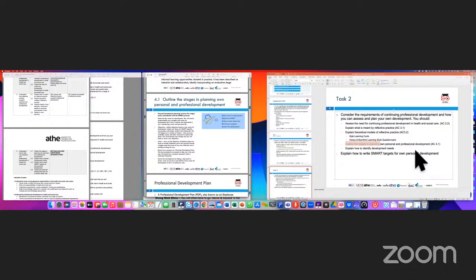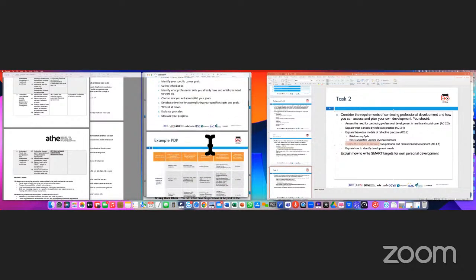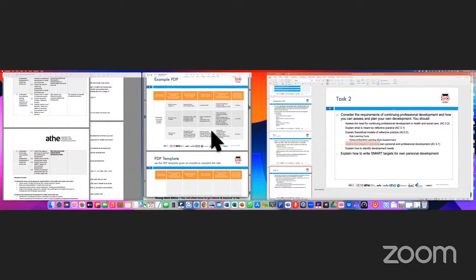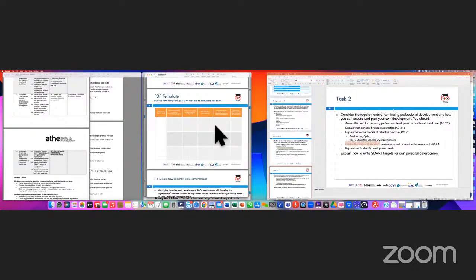Again, the use of the PDP template would be useful here because it'll help you define these stages. I put an example, and I've also put a blank version, which you can use for completing this task. Now, the next one talks about explaining how to identify your own developmental needs. This is AC 4.2. Here is what I recommended: that you go about doing your skills audit, an audit to understand what areas you need to develop yourself on.